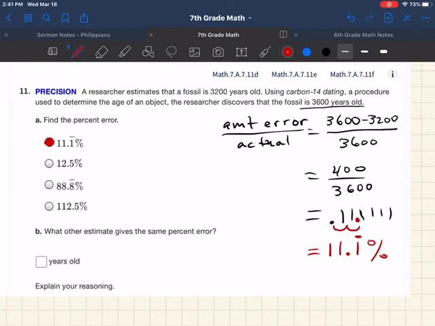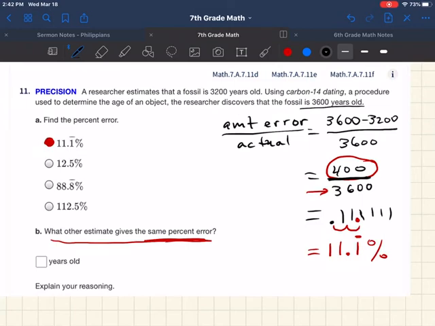Now it wants you to think, and I want you to pause this if you've not already done this. What other estimate gives the exact same percent error? Remember, overestimating and underestimating are the same. Pause and check that, see if you can figure that out. Hopefully you got the correct answer, which is that this number right here needs to be the same. The actual amount is not going to change because that is what was found by science. Science found that 3,600 by carbon dating was correct, so you're not going to be able to change that.